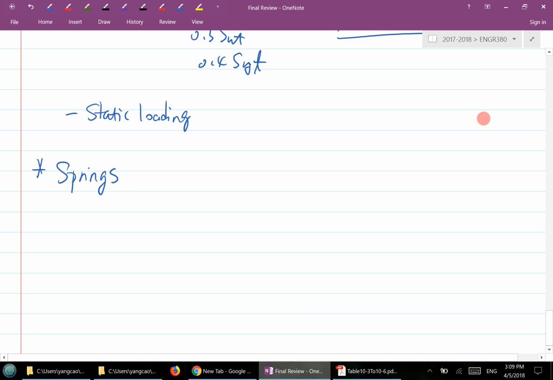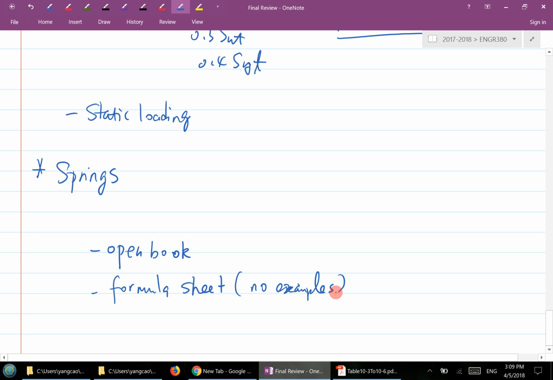For the final exam, just a few things. First of all, it's open book. Second, you are allowed to have a formula sheet, but formulas only. No examples in your formula sheet. Absolutely no examples. If I see any examples, worst case you get kicked out; minimum is I will confiscate your formula sheet. One page, double-sided should be fine.